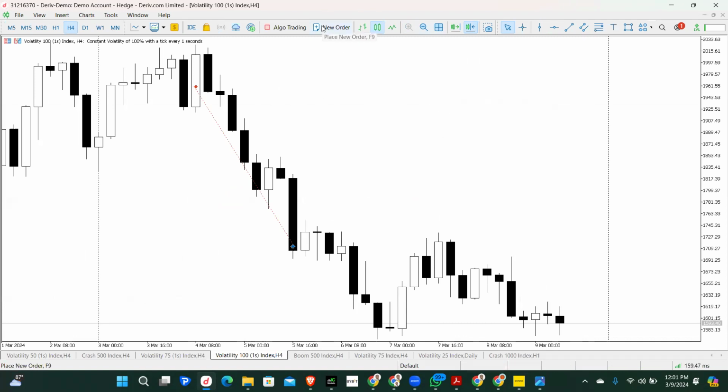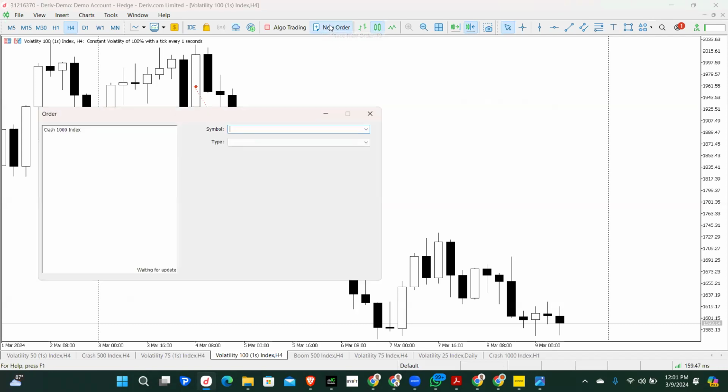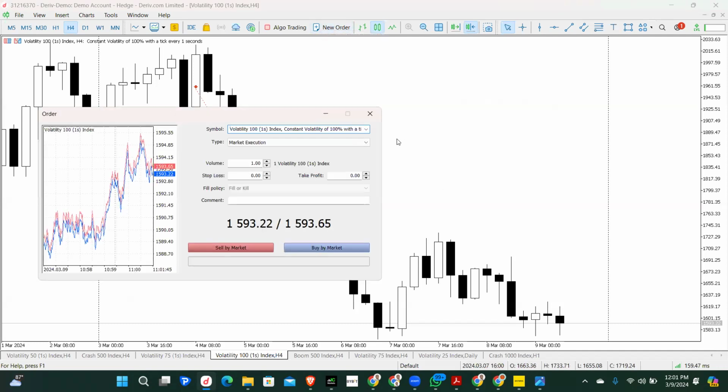Before you place a trade, you must have an analysis supporting your move. Yes, so I just come to this new order. In this new order, you are going to see type. So this is now the trade execution type. It's asking you, do you want to use market execution?